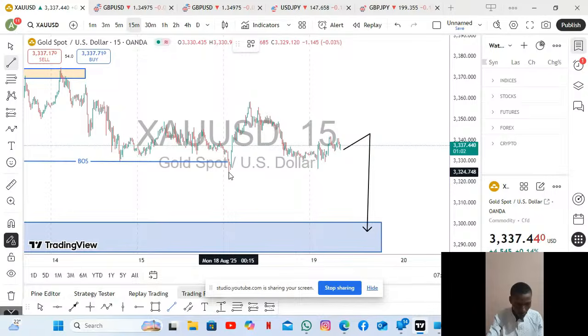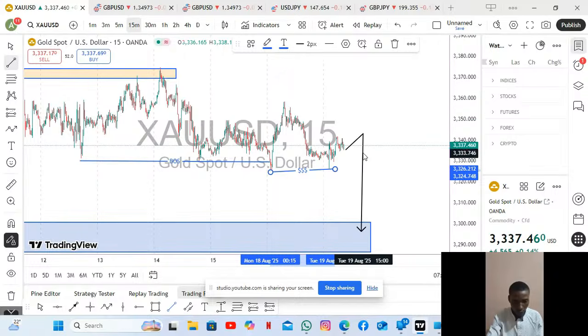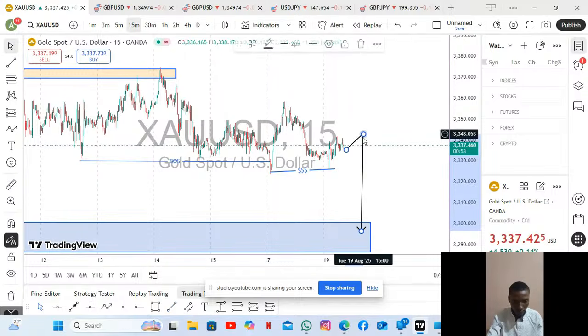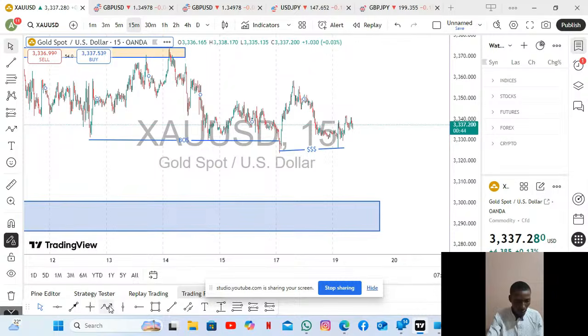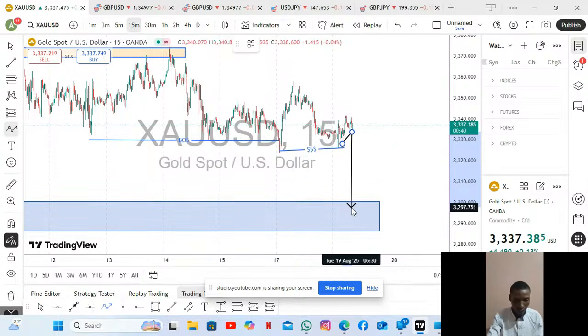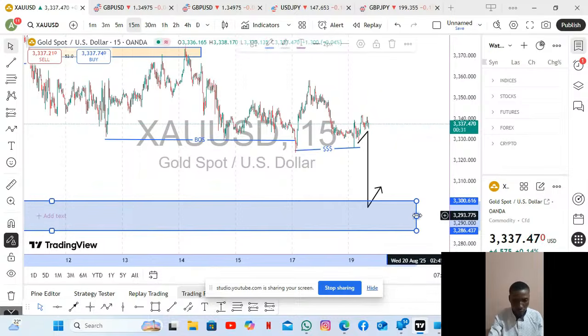Let's wait for price to sweep this liquidity. Once price sweeps this liquidity out, and price taps into this order block, then we should prepare to buy. So gold is not far from being activated on the 15 minutes time frame.